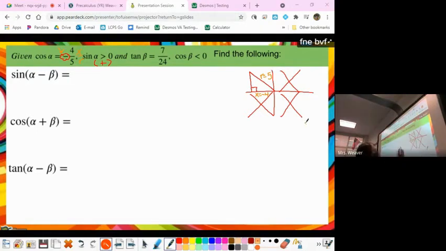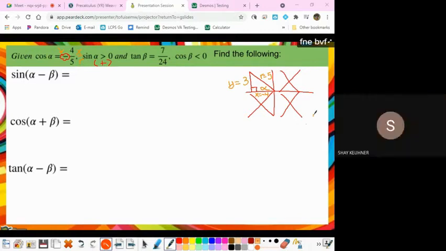So that's my alpha triangle, and once we know 2 sides, we can find the third. This one, it's easy peasy to find the third side because this is a Pythagorean triple. This is a 3, 4, 5 triangle. And should that y be positive or negative in second quadrant? It would be positive. Exactly.